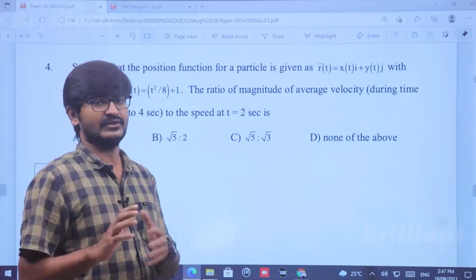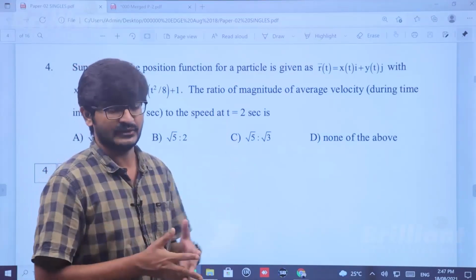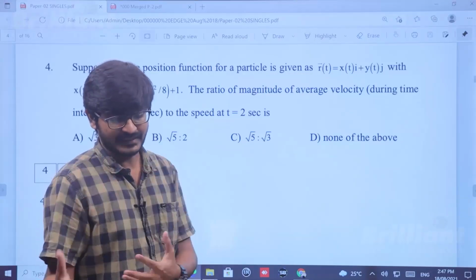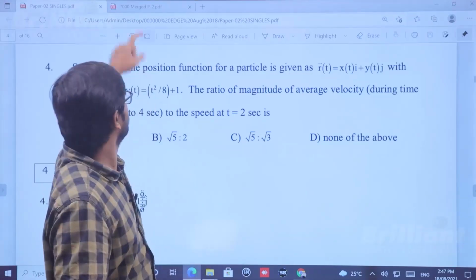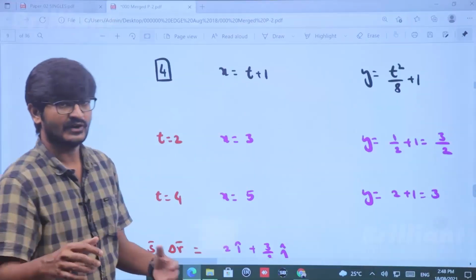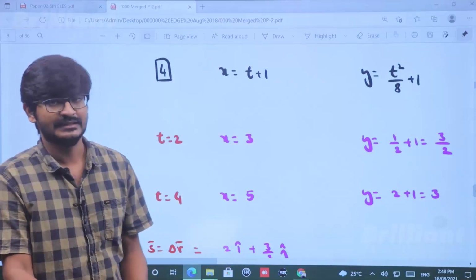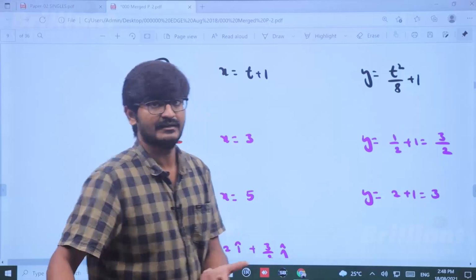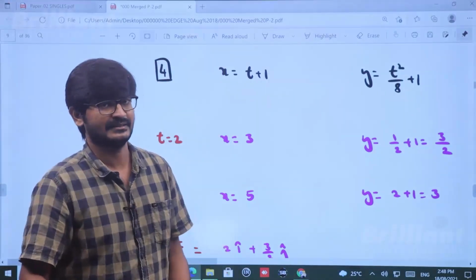So you need to find average velocity during the time interval 2 to 4, and you need to find magnitude of speed at t equal to 2. So you need to find two things and you need to take the ratio. This is given in the question. So if I want to find the average velocity, what I need to do? I need to find displacement during the time interval and I need to divide with the time taken, right?